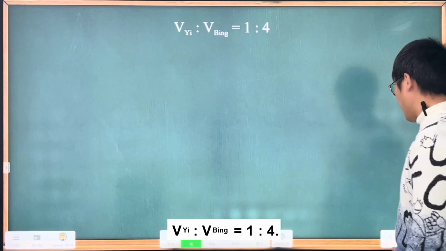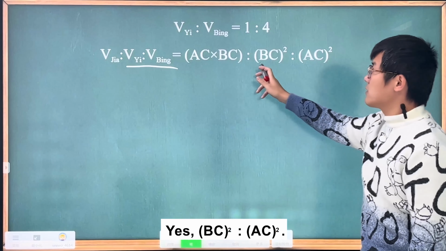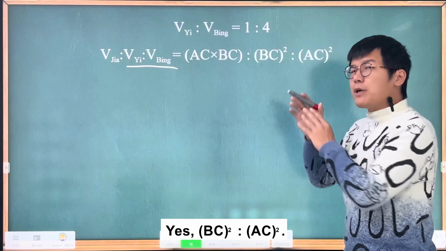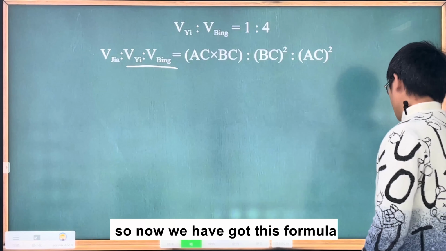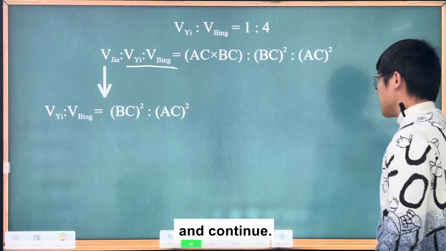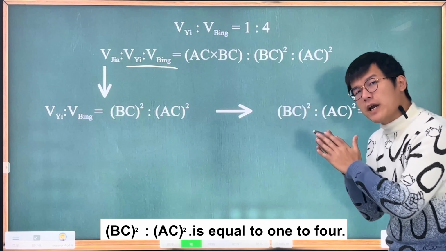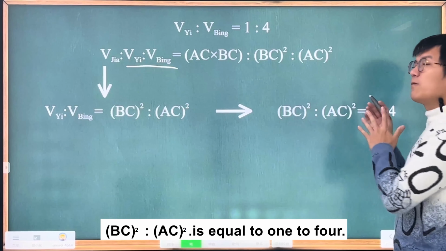VE to VB is 1 to 4. And do we still remember that? VE to VB is equal to what? Is equal to the square of BC to the square of AC. So now we have got this formula. VE to VB is this. And continue. The square of BC to the square of AC is equal to 1 to 4.